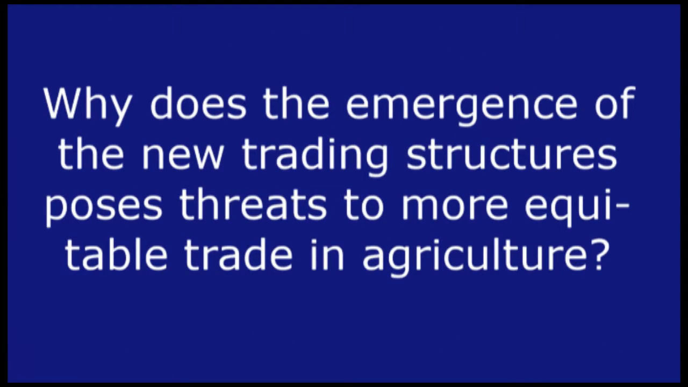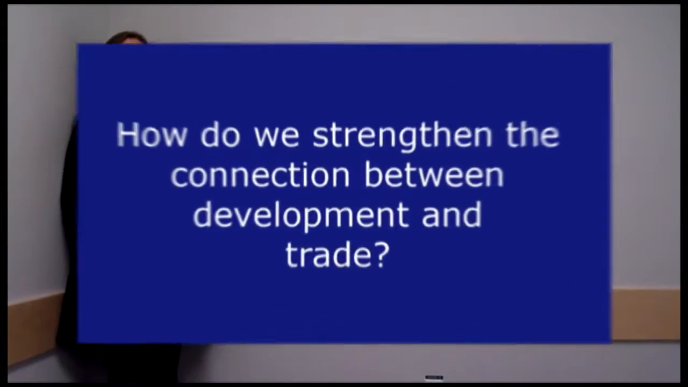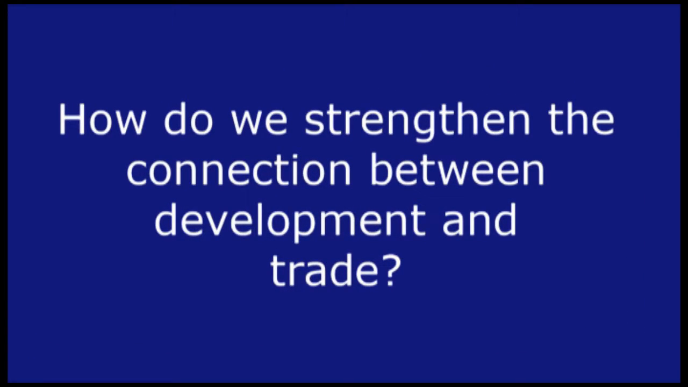The $400 question is, why does the emergence of new trading structures pose threats to more equitable trade in agriculture? The emergence of new trading structures pose threats to more equitable trade in agriculture because the supermarket chains are the new gatekeepers to agricultural markets in rich countries. This links produce in developing countries to consumerism in rich countries, and smaller farms are excluded by the purchasing practice of some supermarkets.